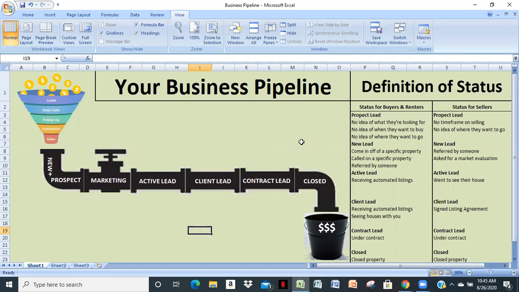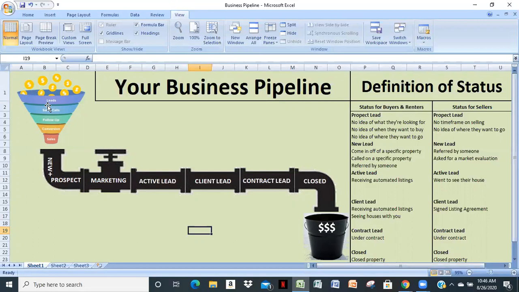And the idea is you need to fill up your pipeline. So over here, here's the funnel that enters into your pipeline, right? So you've got leads, calls, follow-ups, conversion that hopefully results in sales. Here's all your leads coming into the funnel, moving down through the pipeline, and then boom, into a dollar bucket, right? That's the goal, right? So how do the people come into your pipeline?